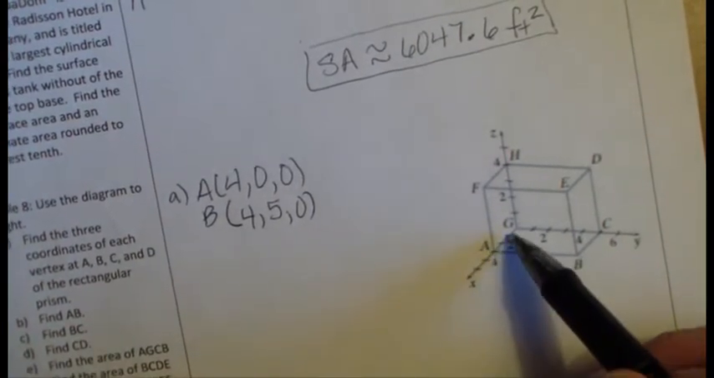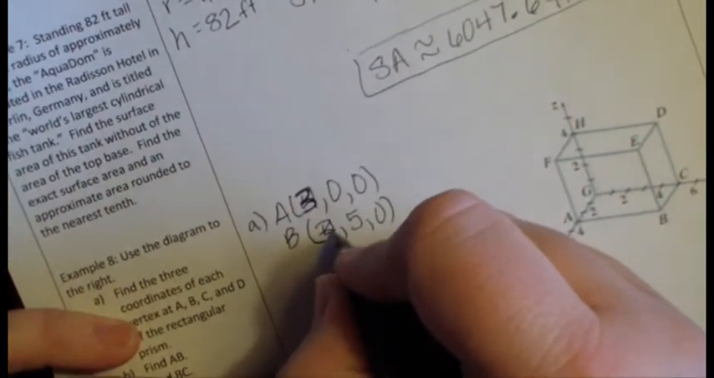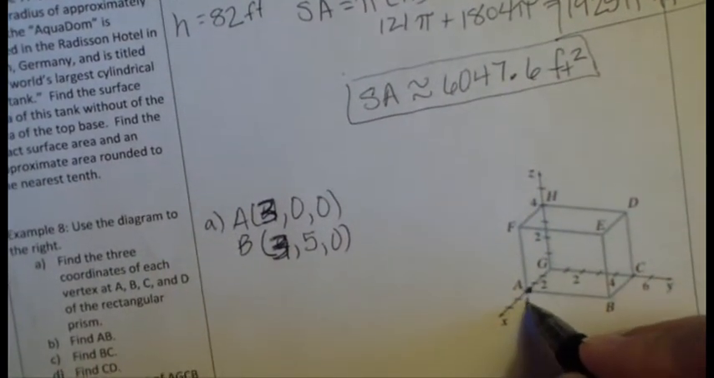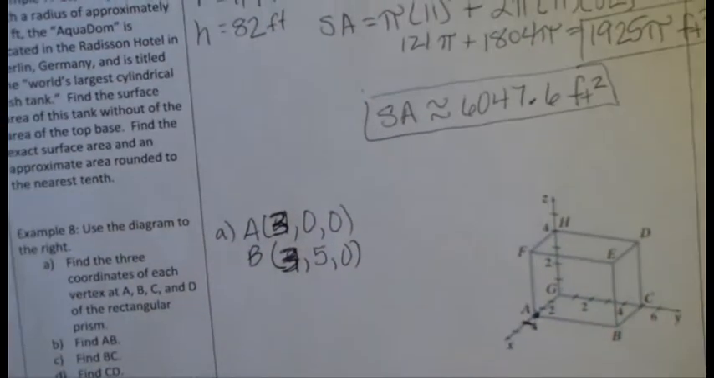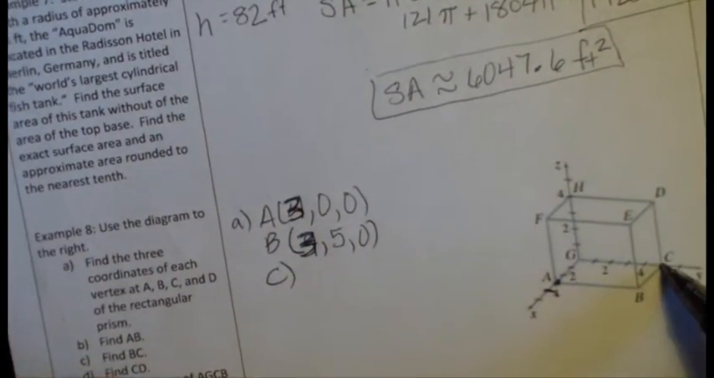Or is it 3? 1, 2. Oh, that should be 3. These should be 3s. I'm sorry. I was a little distracted. Okay, so yeah, that's at 3. I saw that 4 and I thought it was for that, but no, 4 is right there. Okay, sorry about that. C, right here.